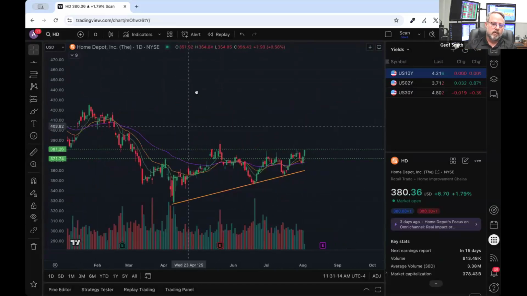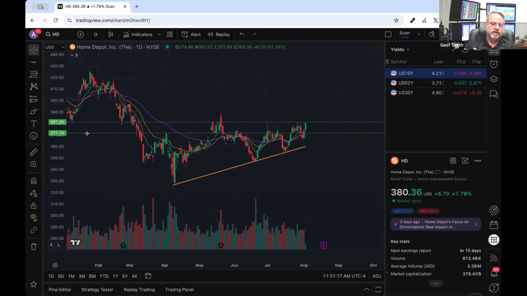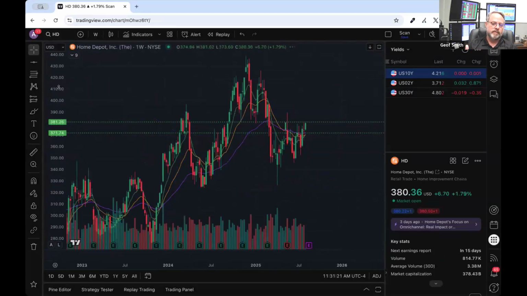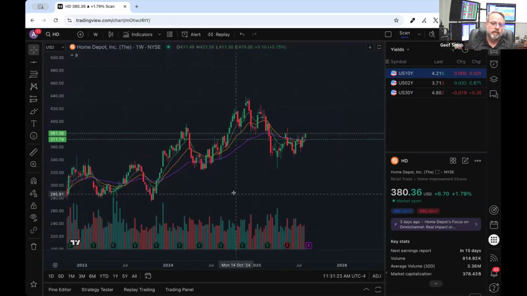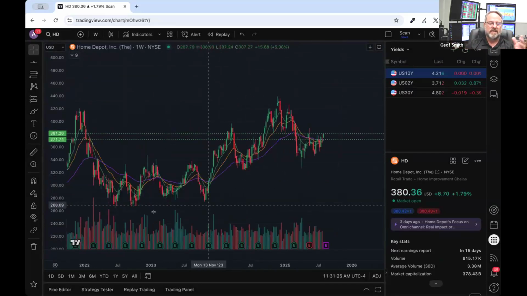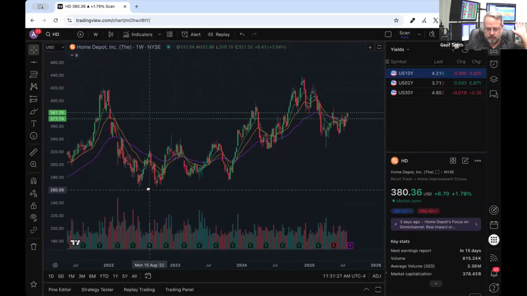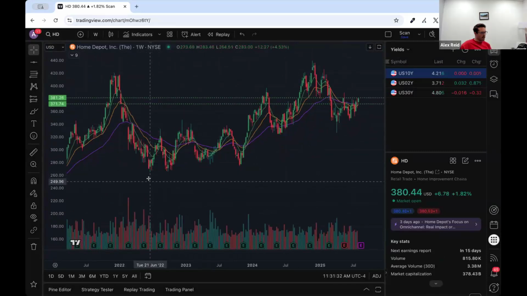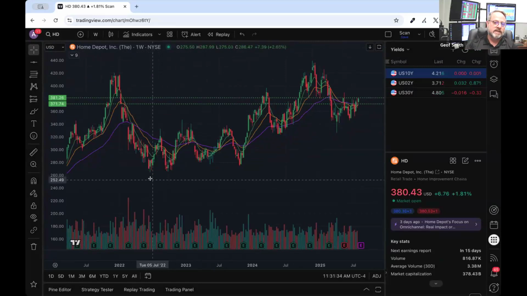But if you look at Home Depot on a weekly chart, look at how it's performed basically between August, September up through November. You have to disregard 2020. 2020 doesn't count in anything. But you'll notice that it has a tendency of going up through that time. Hurricane season, there it is.